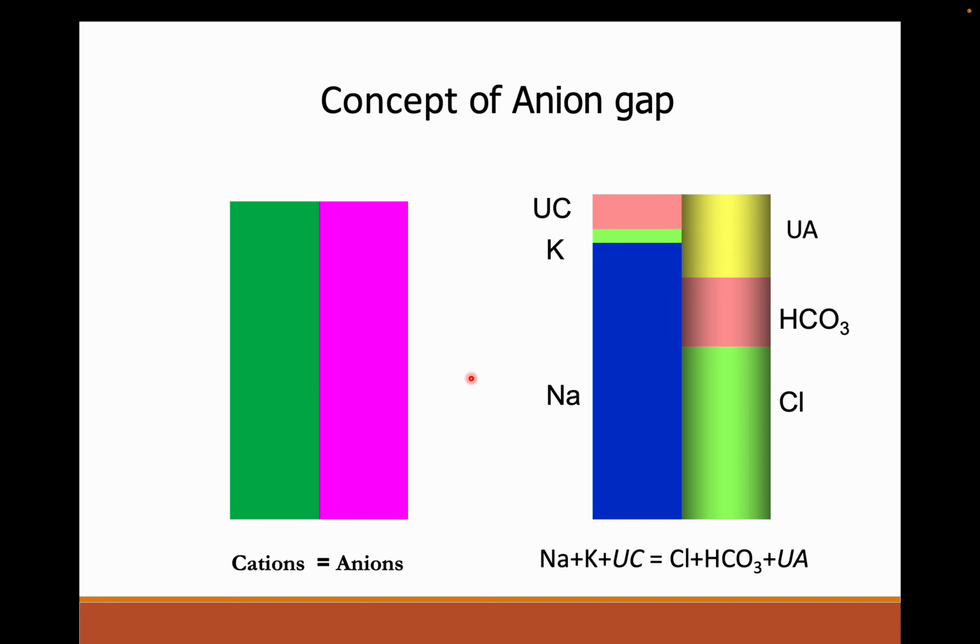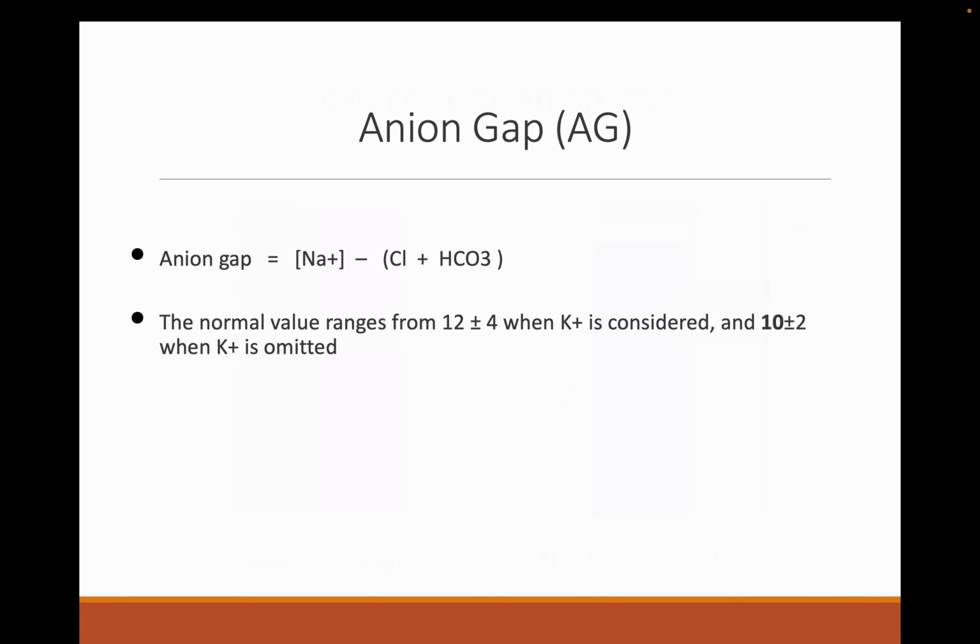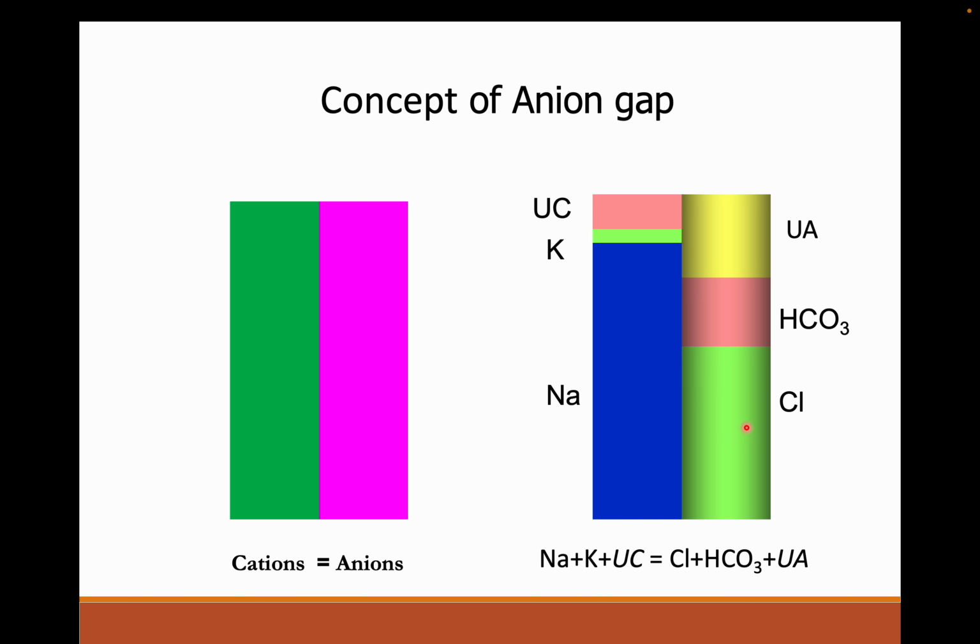So these are cations and anions. These are measured cations, these are unmeasured cations, and these are unmeasured anions. These are the anions, chloride and bicarbonate, which we normally use in the formula. So this is how the concept of the anion gap comes from this formula.